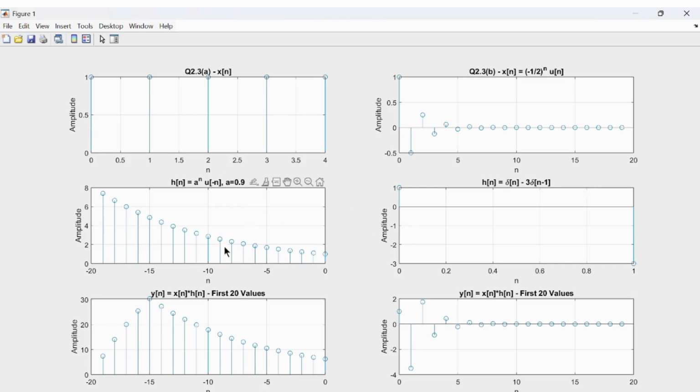We go back to question 2.3a. Hn shows all positive values that grow in size as n moves from 0 to negative 19. This is because 0.9 to the power of n gets larger when n is negative. The smallest value is at n equal to 0, which is equal to 1, and the largest value is at n equal to negative 19. That's all from me.